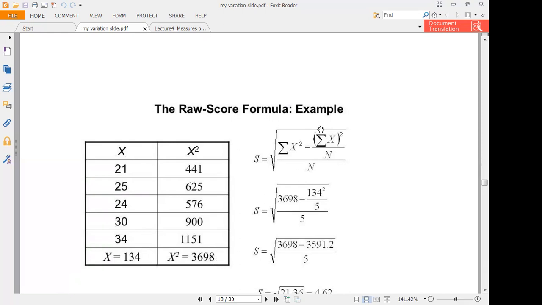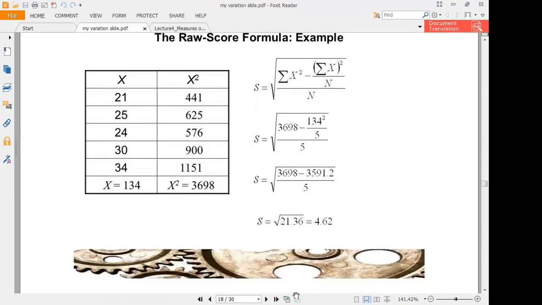So these are going to simplify into the formula which I have written earlier. So let's see how I simplify that. The summation of x squared is the sum of everything here, and I get 3698. The summation of x inside this bracket is 134. So I simplified it here. Then I can definitely get this: 3698 minus 134 squared over 5. I simplify. Subtract this thing from this, divided by 5, you get 21.36.